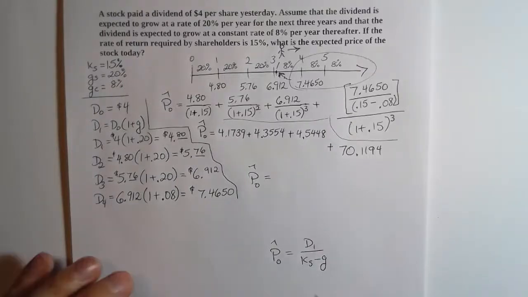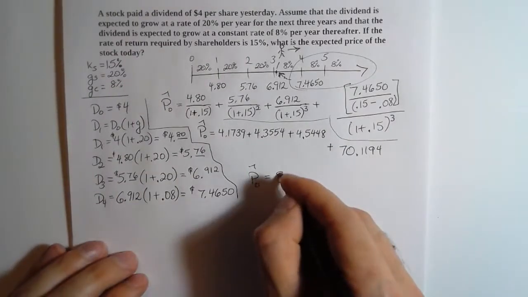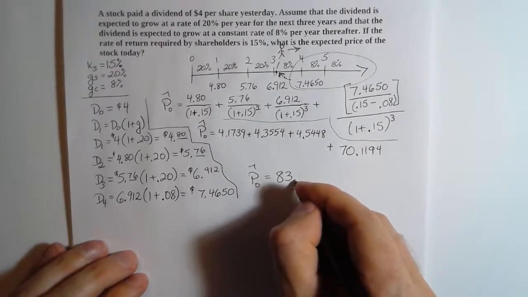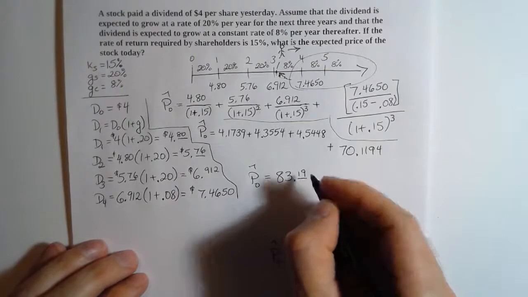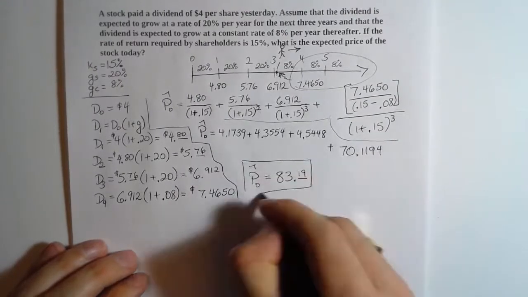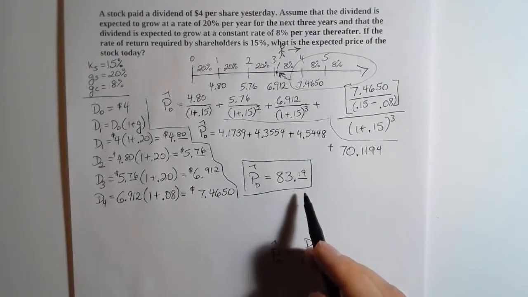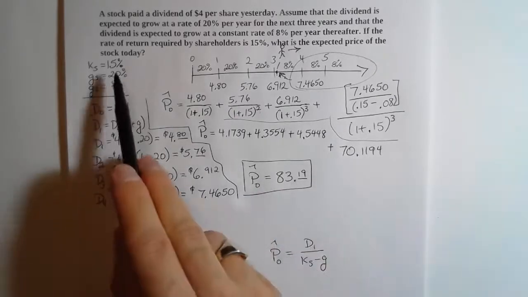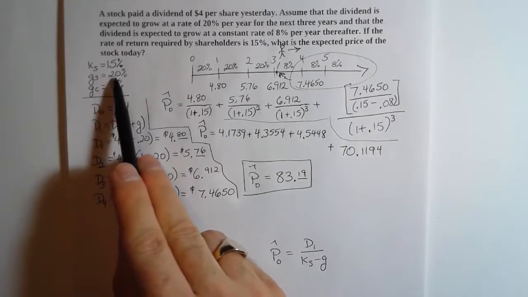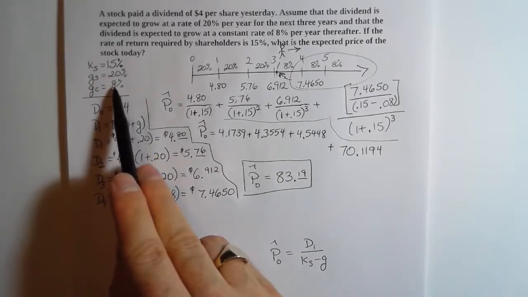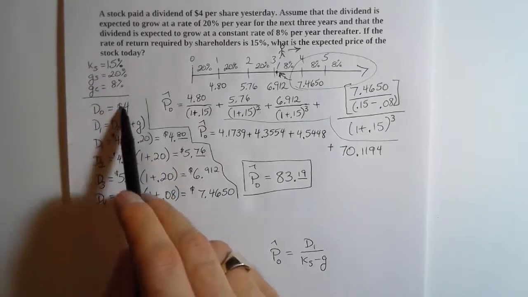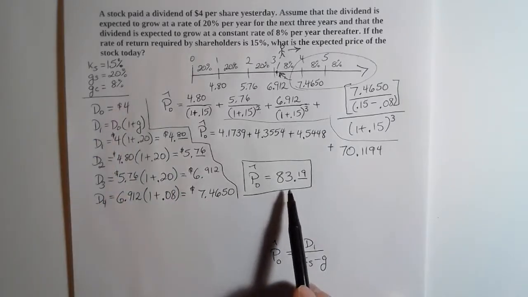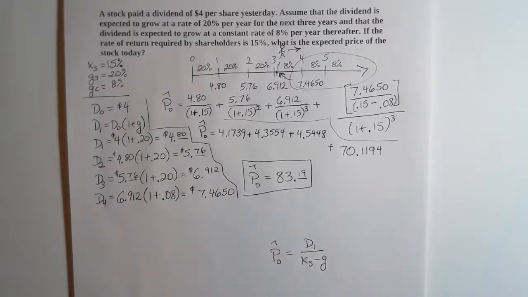Okay, so if you worked all that out, what you should have gotten was an expected price today of $83.19. So we would expect that the stock would sell for $83.19 today. Or in other words, this is what we think it's worth. If our estimates regarding the required rate of return, the growth rate for the first few years, the growth rate after that, and yesterday's dividend, if we know all that information accurately, then this is what we think the stock should be worth today. So here's a question to consider.